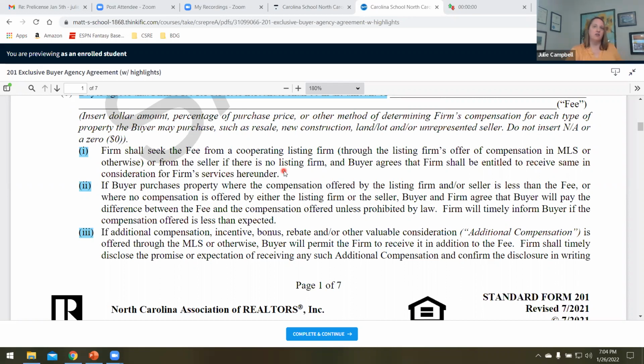So we say in the listing agreement, I'm always going to ask the seller first. I'm always going to look at MLS to see what they're paying me, or, for sale by owner, I'm going to ask, will you pay me? If the buyer purchases the property where compensation is less than the fee or where no compensation is offered, buyer and firm agree that buyer will pay the difference. So it's embedded in our agency agreement. First provision says, I'm always going to ask the seller first. Second one says, if the seller can't or won't, you have to.